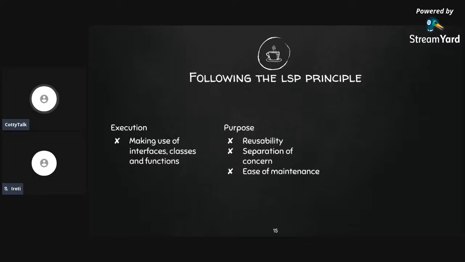Following the LSP principle, you want to make use of interfaces, classes, and functions to be able to use this principle. And then, of course, there's code reusability, there's separation of concern, and that means that, say you want to use that button the same way as the parent itself, there's no problem to it. And then there's ease of maintenance, since practically maybe just one thing you are changing, and you don't have to make the change in the parent class itself.